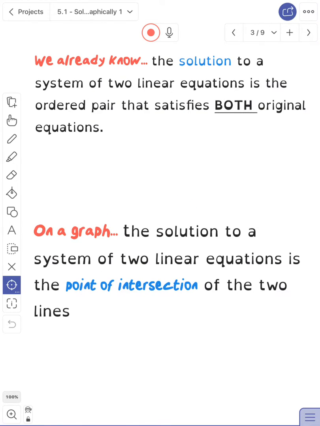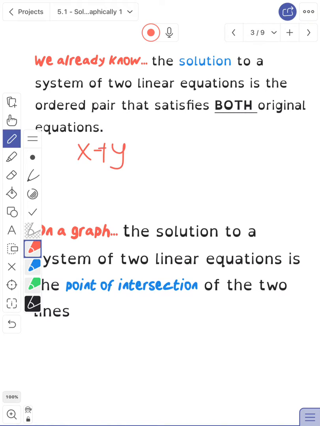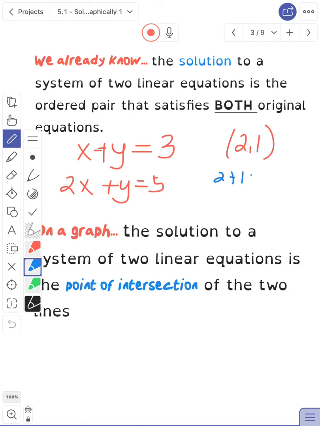So just the conceptual idea is we already know that when we have a solution to a system of two equations, it's the ordered pair that satisfies both of them. So as a quick example, if I did something like x plus y was equal to 3, and then something like 2x plus y was equal to 5, I would know that the point (2, 1) is the solution, because if I checked both of them, 2 plus 1 is equal to 3, so it satisfies the first, and then 2 times 2 plus 1 is equal to 5, so it satisfies the second. That's what we already know.